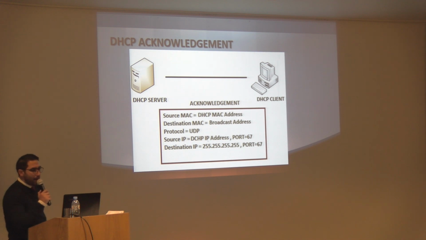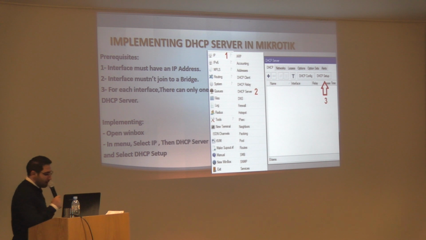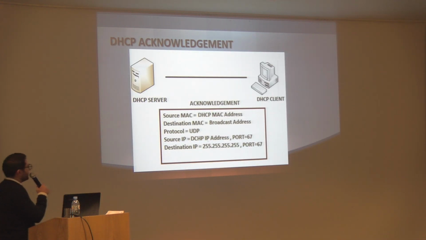The final message is the Acknowledgement. The DHCP server confirms and sends network parameters to the DHCP client. Now the DHCP client has network parameters: IP address, subnet mask, default gateway, and maybe a network time server. The Acknowledge format has the source MAC as the DHCP server MAC address, and the destination MAC as the broadcast address. The protocol is UDP, the source IP is the DHCP server IP address on port 67, and the destination IP is 255.255.255.255 on port 68.